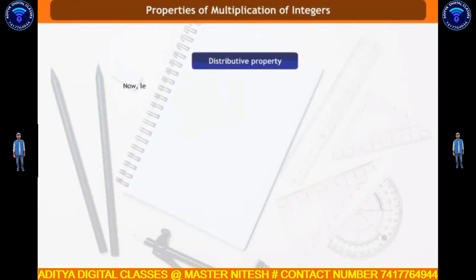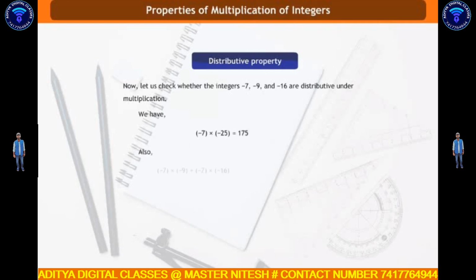Distributive property. Now, let us check whether the integers minus 7, minus 9 and minus 16 are distributive under multiplication. We have minus 7 into minus 25, which is equal to 175. Also, 63 plus 112 is equal to 175.